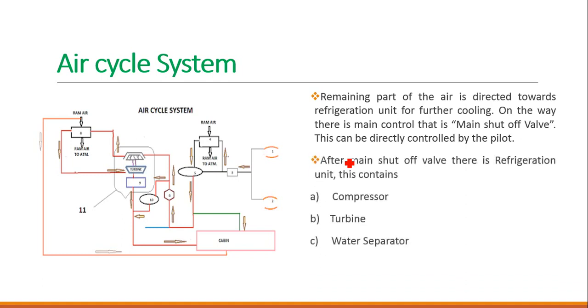In the refrigeration unit, here we can see this refrigeration unit. This arrow represents the refrigeration unit. It contains the compressor, turbine, and a water separator.